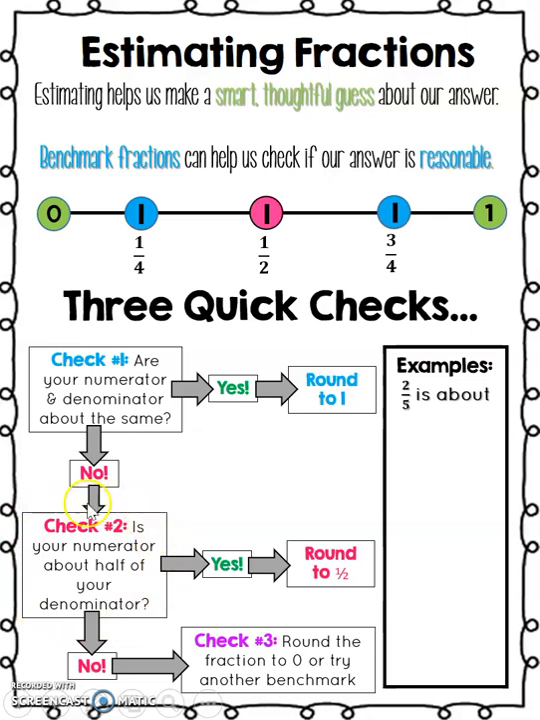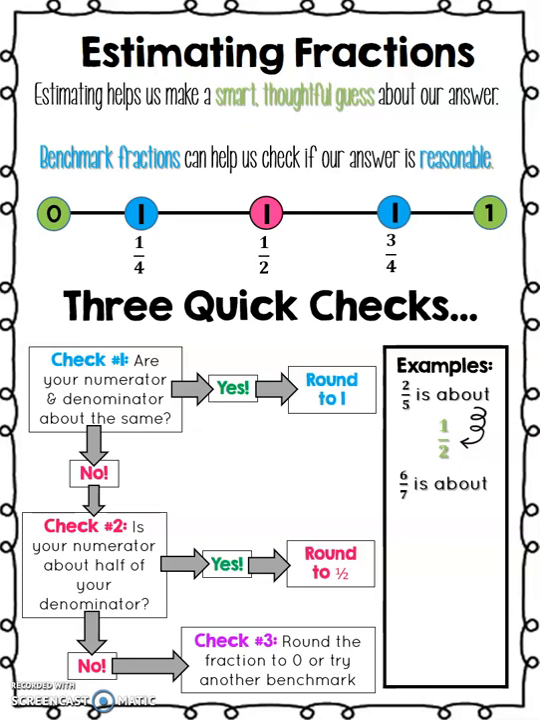So now I'll move on to check number 2, which is, is my numerator about half of my denominator? Well, half of 5 is 2 1/2. I could also think about this like, if I multiply the numerator times 2, do I get close to my denominator? 2 times 2 is 4, which is pretty close to 5. So I would say my answer to check number 2 is yes, which means I should round that fraction to 1/2. So 2/5 is about 1/2.